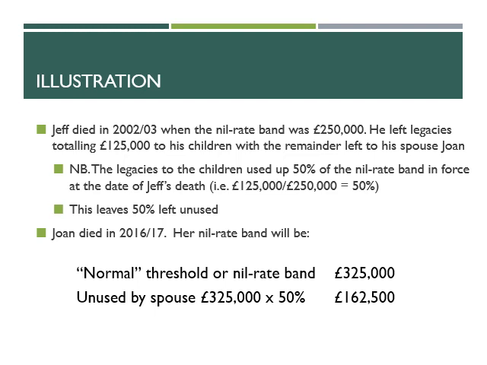But what we do is we apply the percentage that was left unused by Jeff to the nil rate band that existed at the date of Joan's death. So that's 325,000 times 50%, or 162,500. We'll add these two together. That gives us 487,500, and that is Joan's nil rate band that will be used when we calculate any inheritance tax on her death estate.